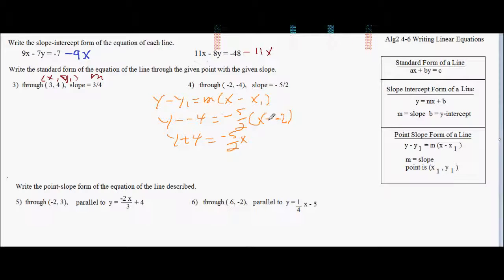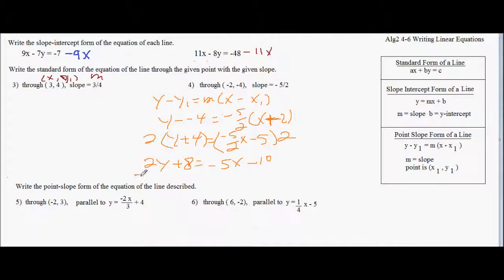This is a plus, right? This minus minus is plus, but this is a minus, so it becomes minus. And the 2's cancel and I get 5, right? Okay, I'm going to multiply through by 2 because I don't want any fractions, so I'm going to multiply everything by 2. I get 2y plus 8 equals negative 5x minus 10.